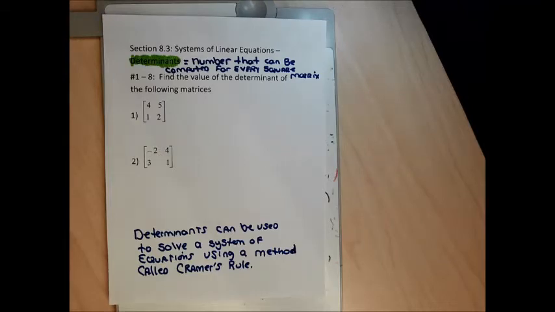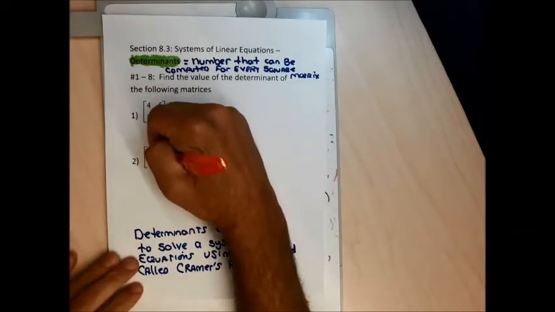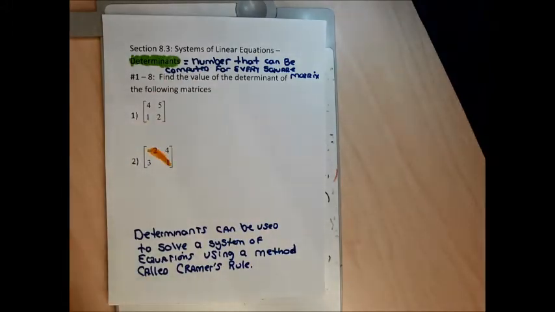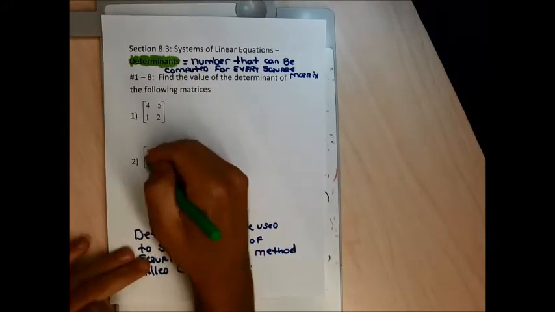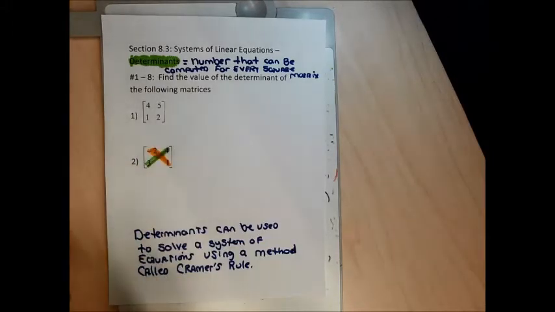So the two matrices on this page are 2 by 2 matrices, so they're square matrices. What I'm going to do to find out the determinant is I'm going to kind of cross multiply. I'm going to cross multiply down, and I'm going to kind of cross multiply up.